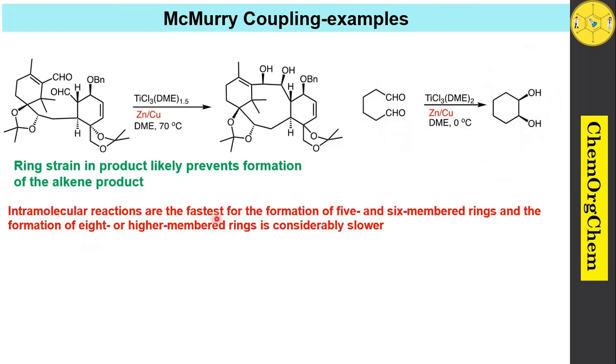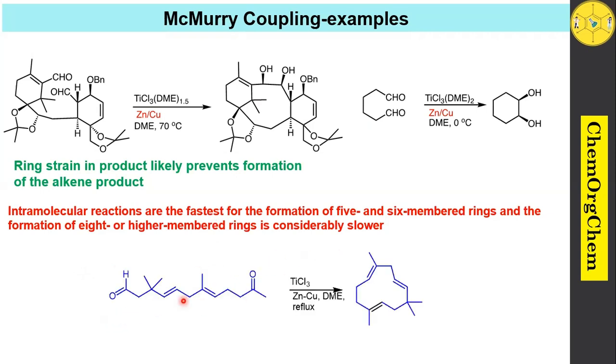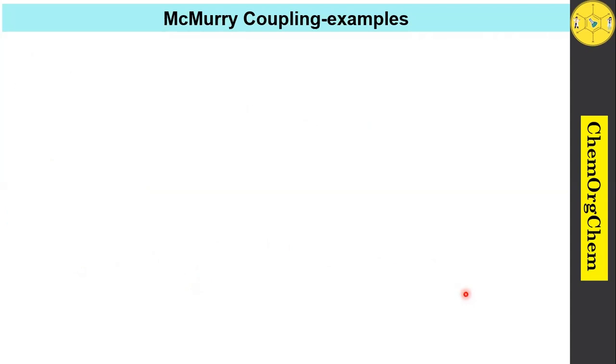In intramolecular reactions, we know that the fastest reactions are the formation of 5-membered or 6-membered ring systems, and when you come to 8 or higher membered ring systems, it is considerably slower. Now consider this example. This is one example of an intramolecular McMurry coupling reaction. One end has an aldehyde and the other end has a ketone. When you subject it to this condition, it readily produces the corresponding cyclic alkene product.